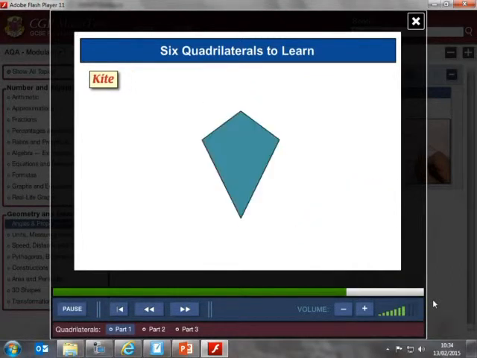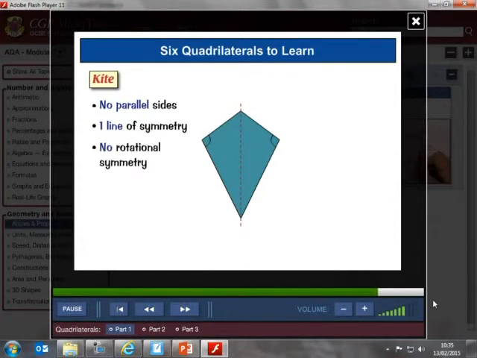Finally, there are kites. Here's one, and they have no parallel sides, but this angle and this angle are the same, and they have a line of symmetry down here. When you draw it, you can see that a kite really just looks like two identical triangles, this one and this one, that have been stuck together either side of the line of symmetry. Kites don't have any rotational symmetry though.